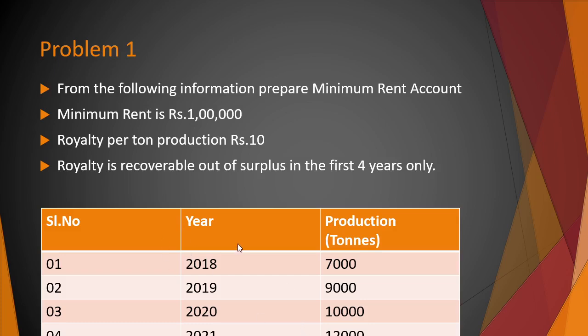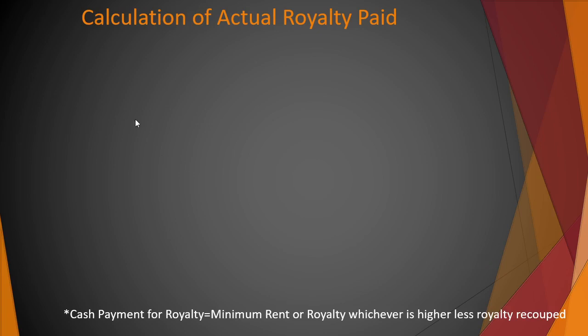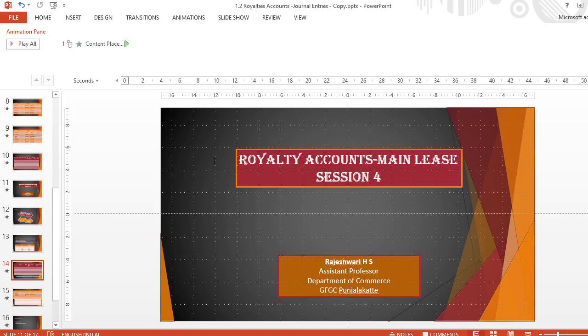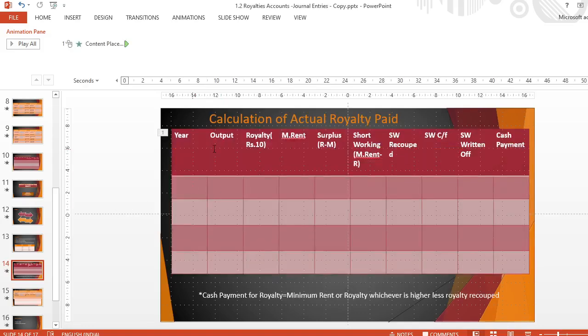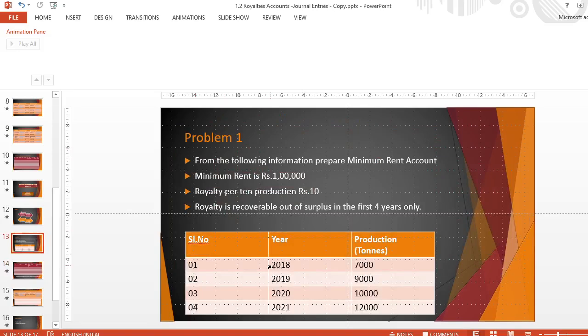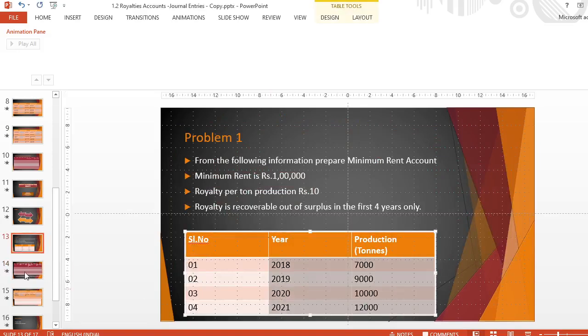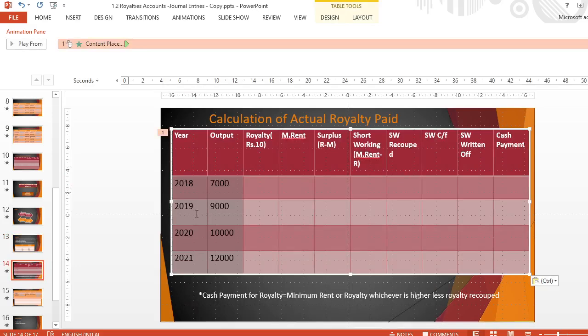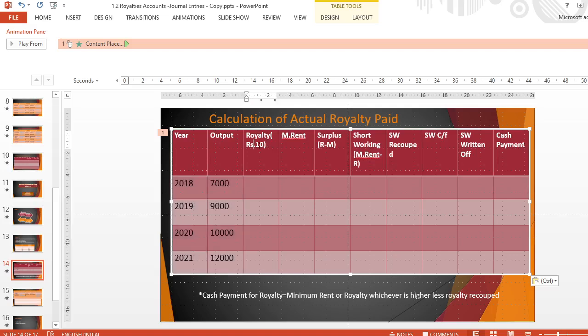So they have given 4 years informations and production in terms of tons. So the first task is to prepare the actual royalty paid table. So let me start with the table. So here year and output. So these two informations are given in the problem. I'll just copy these two things, year and output. They are given 2018 to 2021 details. And royalty per ton they have specified rupees 10. So this I need to calculate.